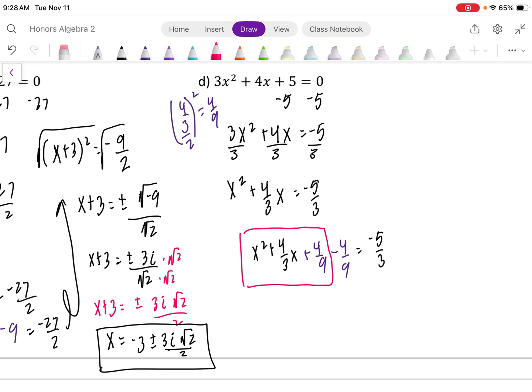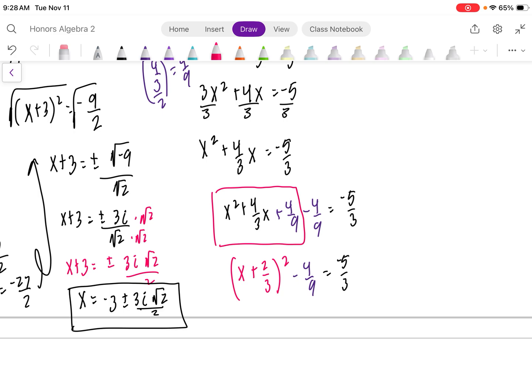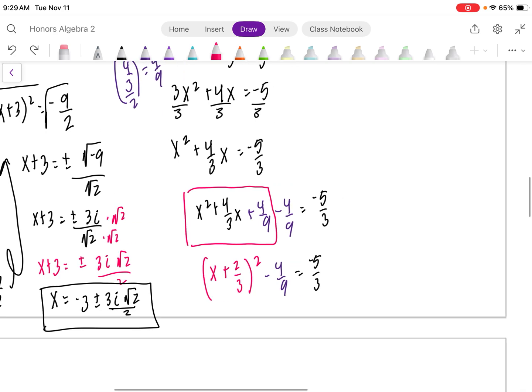So if we factor this, the pink box goes to x plus 2/3 squared minus 4/9 equals negative 5 over 3. So again, I just took the square root of this 4 and the square root of that 9, and that's how you get that fraction, 2/3. So if it was like 16 over 25, it would just be 4/5. So you just take the square root of that purple 4/9.